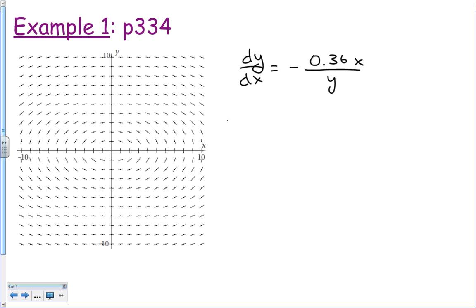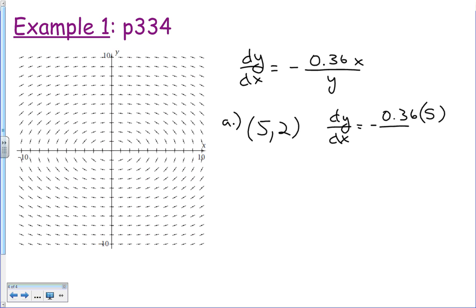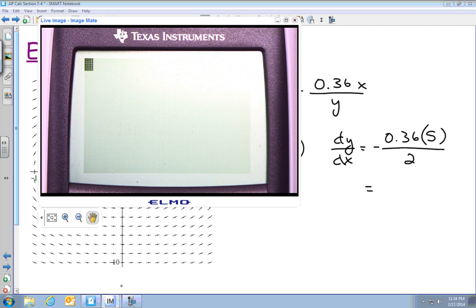Well, let's start out with the point at 5, 2. So at 5, 2, dy dx would equal, now notice this equation here has both an x and a y value in it. So it's going to be a negative 0.36 times the x value, which was 5, divided by just the y value, which is 2. And let's go ahead and punch that into our calculator and see what value we get. A negative 0.36 times 5 divided by 2, we get a negative 0.9.